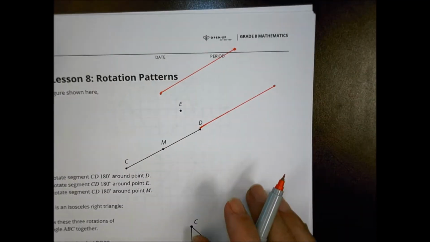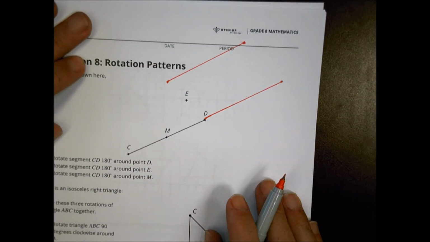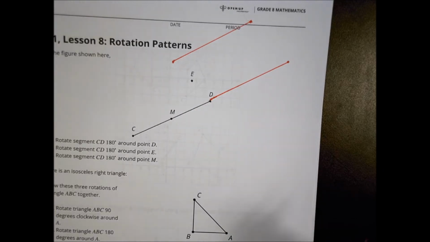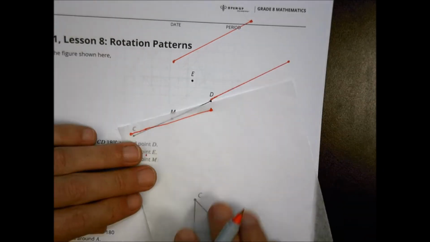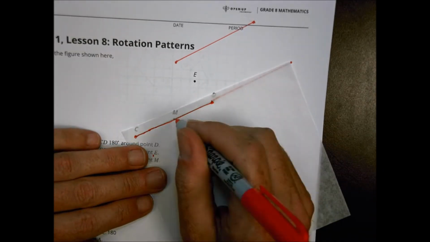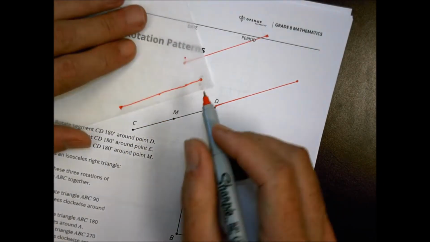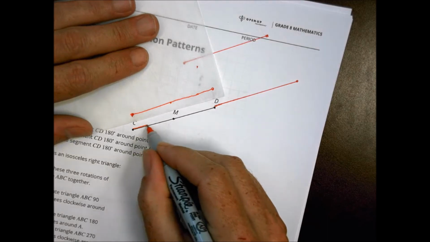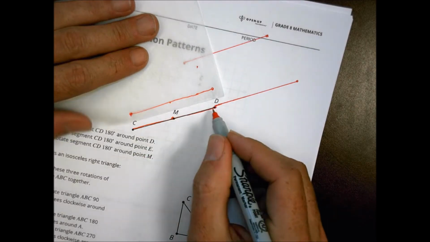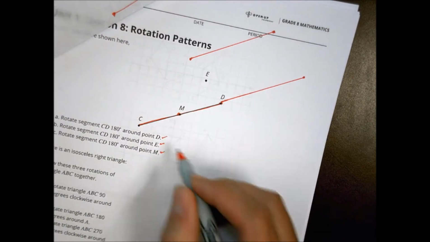So I put two parallel lines. Not perfect, but it's close. And if I rotate it around point M, we know that that is the midpoint of that line. And when I rotate that one, I end up with the same exact line right on top of it, right? So it just snaps right on top of that for that same shape, okay? So that's A, B, and C.